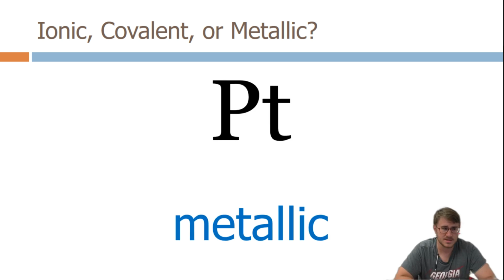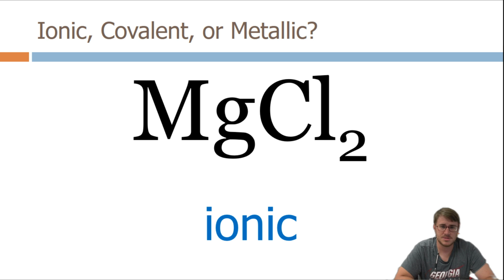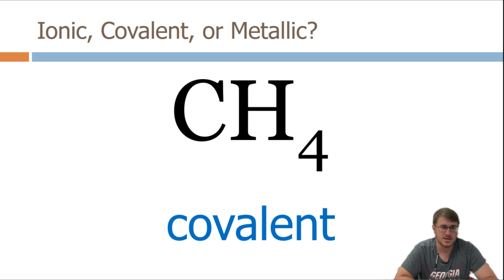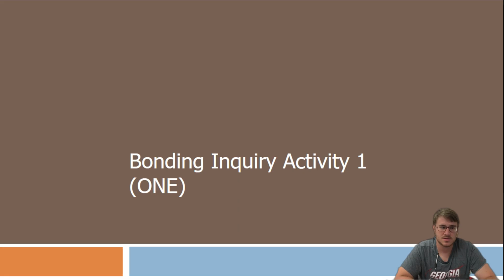Copper was metallic, platinum was metallic. Magnesium chloride, you got a left sider in magnesium and a right sider in chlorine. Metal, non-metal, i.e. ionic, and covalent, because 2 non-metals.